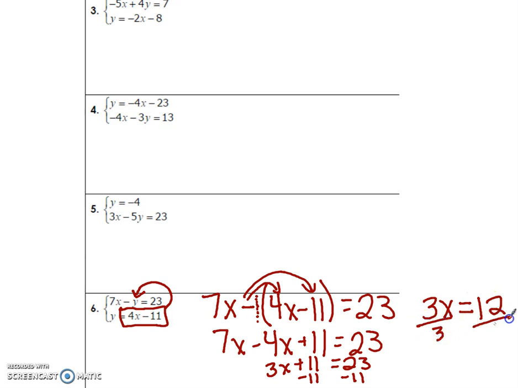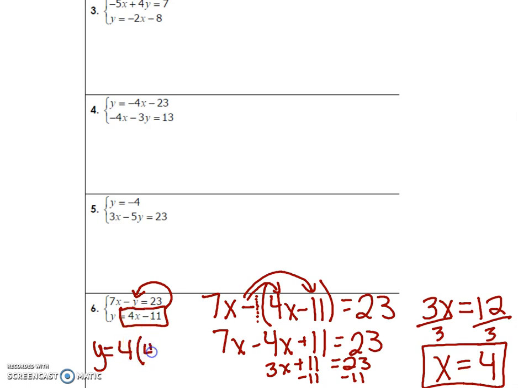Okay, divide by 3, so x equals 4. Okay, so that's one answer. Now, go back to an original equation and plug it in. So let's plug it in for the bottom one. So we get y equals 4 times x minus 11. Take out the x, put in the 4 because we're substituting. That's what gives it its name. All right, so 4 times 4 is 16 minus 11. So y equals 5. So my point is (4, 5).